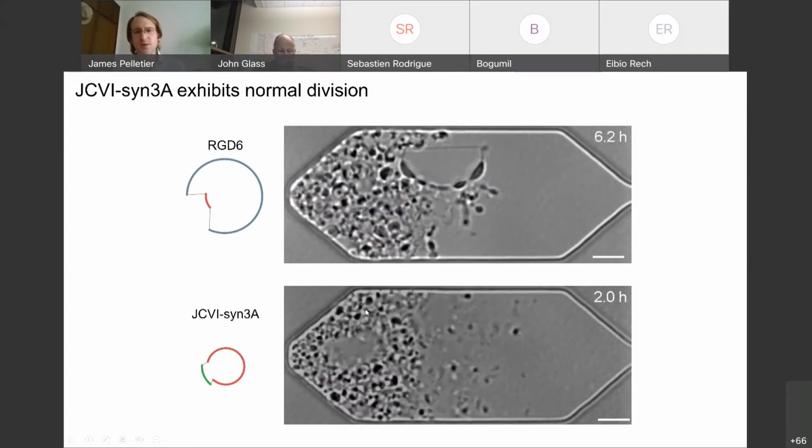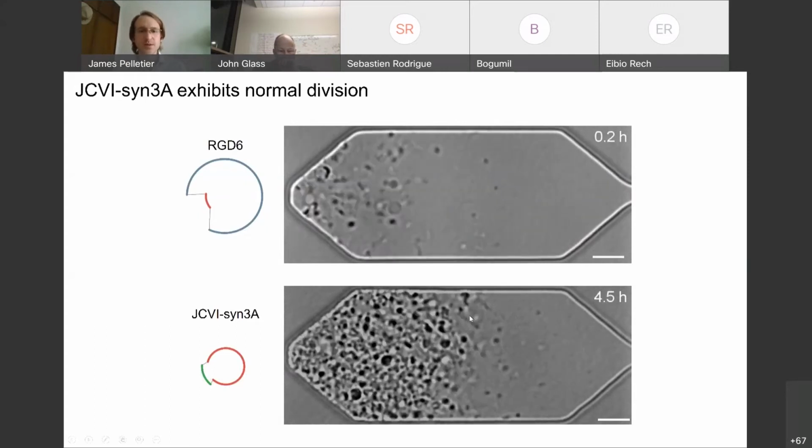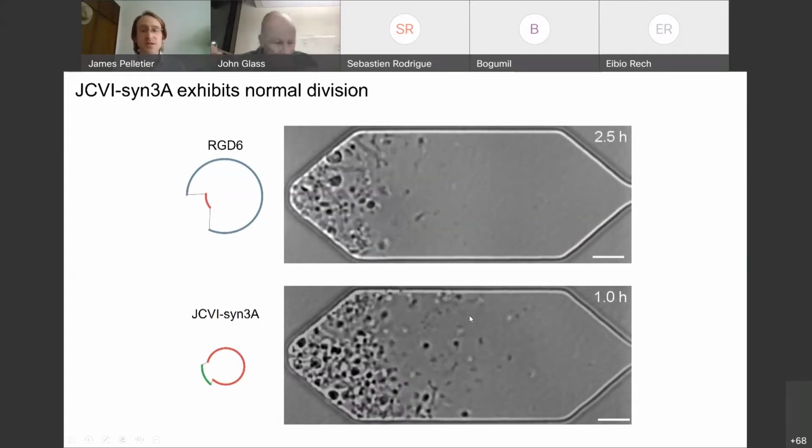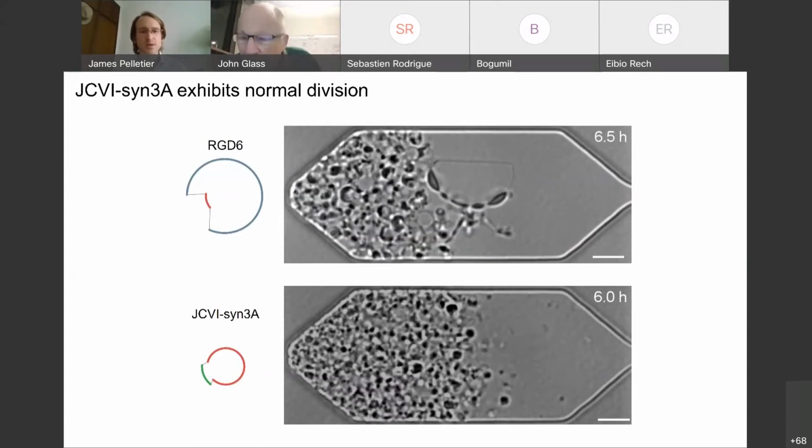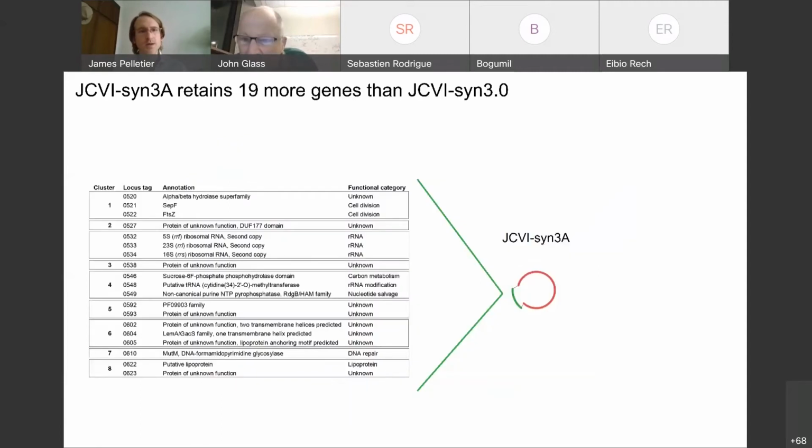So this is a movie showing the growth of JCVI-syn3A, which resembles the growth of JCVI-syn1, where there are many cells that are small and near the optical resolution of the microscope.